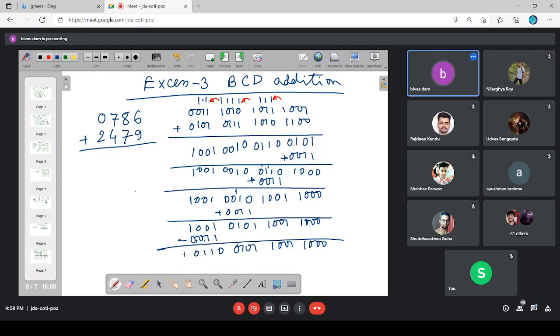So this is the result. Remember, this result is available in XS3 BCD. So what is the actual result? This 6 means how much? 3. 3. 2, then 6, 6, then 5.